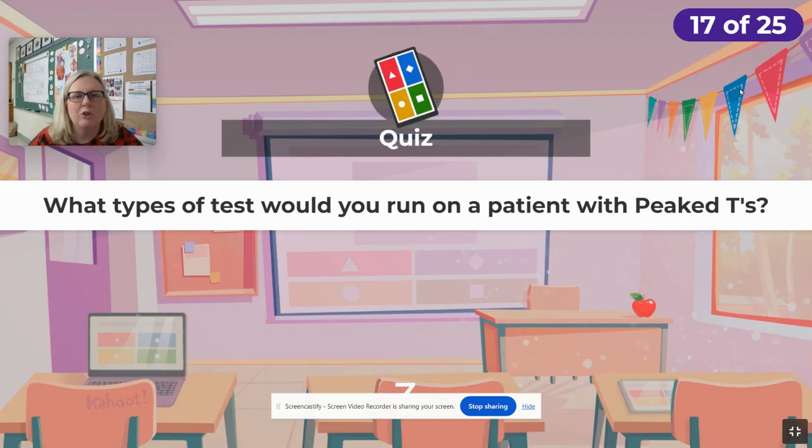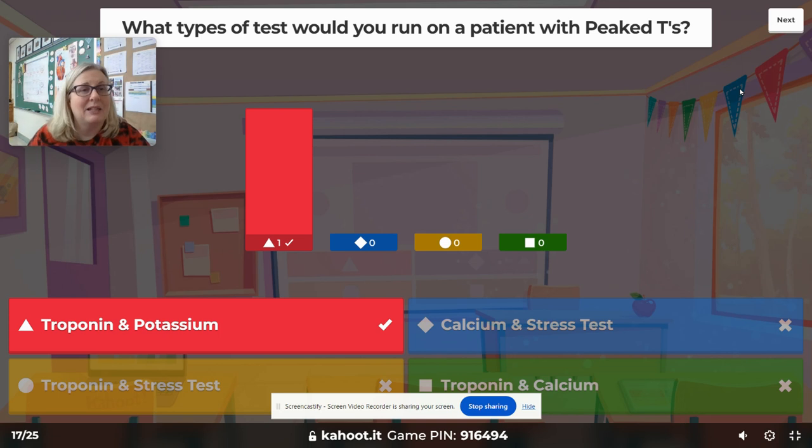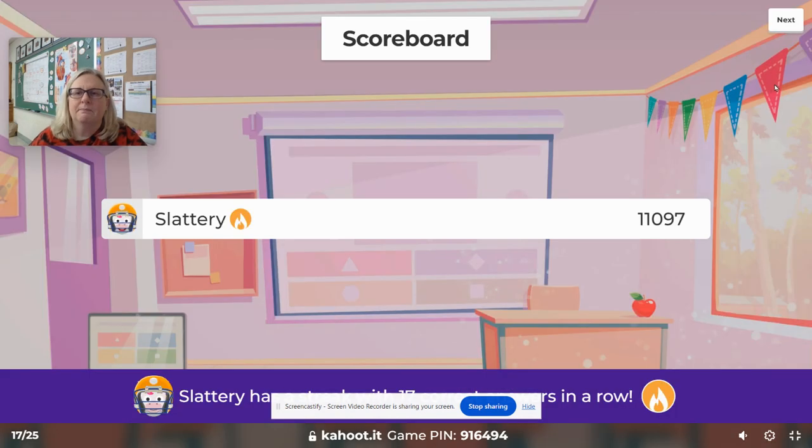Okay, what types of tests would you run on a patient with peaked T's? So that patient has peaked tall T's. What type of test would you run? Peaked T's mean a lot of things, right? But one thing they can mean is high potassium, that hyperkalemia. You always want to check potassium when you see a peaked T. And you always want to check for troponins because it could mean they're having an MI. So we want to make sure we're checking those two first, potassium and troponin levels. Unless you assume it's a normal variant, obviously.